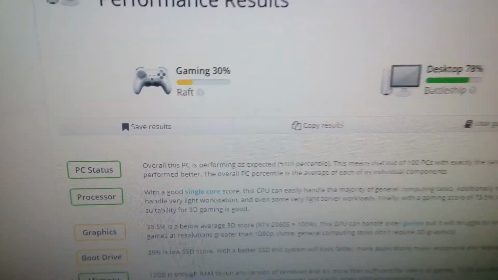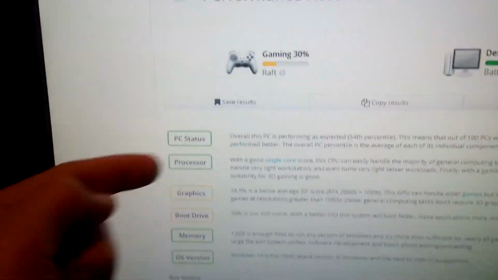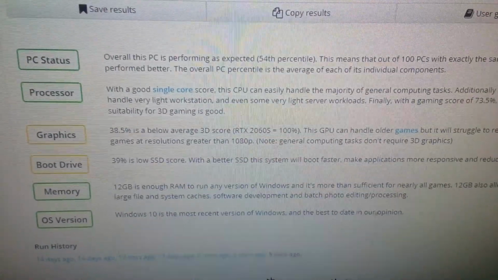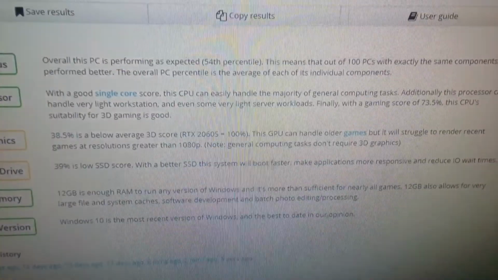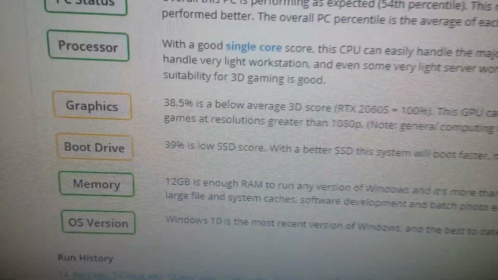And the next thing I want to show you is I went to UserBenchmark, and these are my scores. Right now, since the processor and the video card are overclocked, we can see that on this side everything turns green. The CPU is performing fine. We have the score, 73.5 for the CPU. And for the graphics card, we have 38.5%.